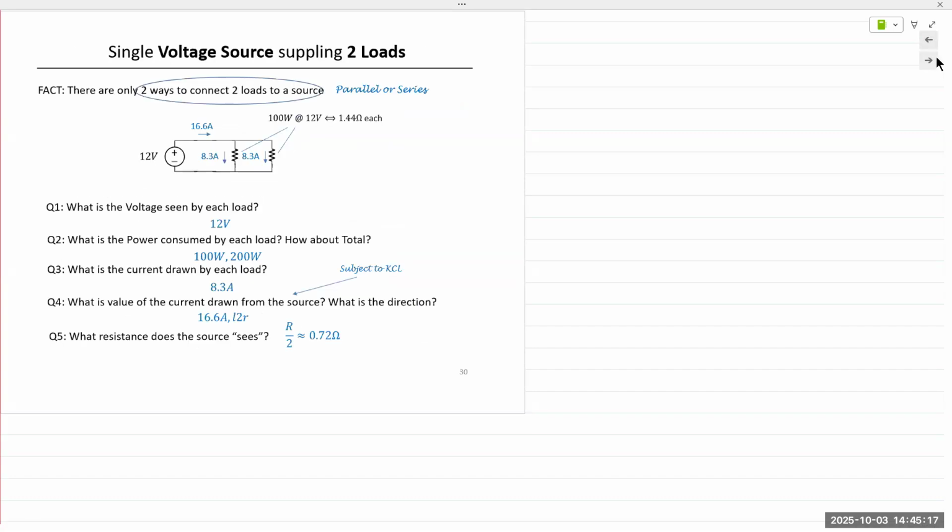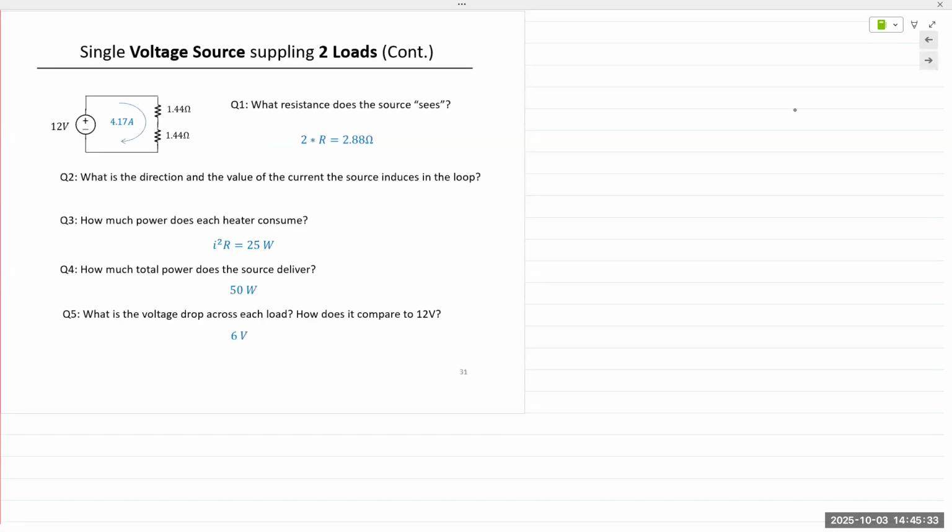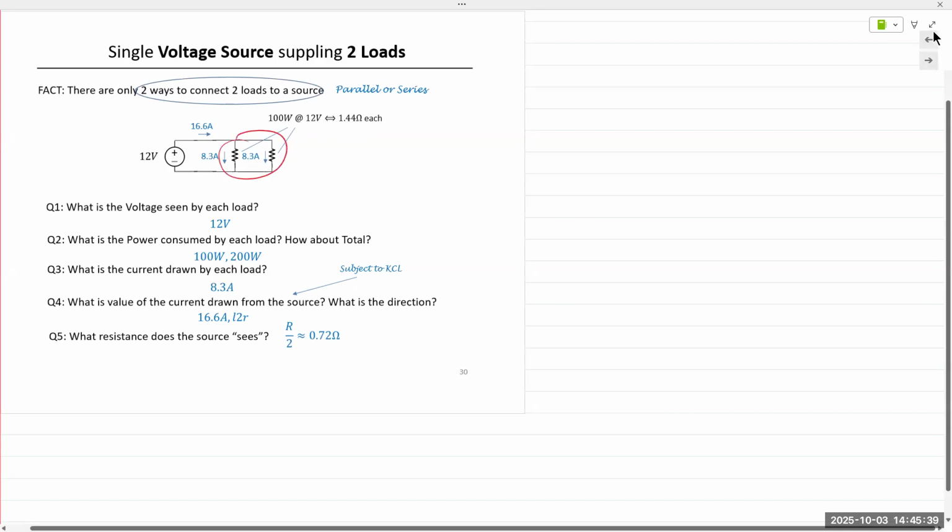There are two ways of connecting circuits. We can connect them in parallel, or we can connect them in series. This shows parallel connection. And the next slide, thank you, shows you a series connection. Let's talk about parallel first.